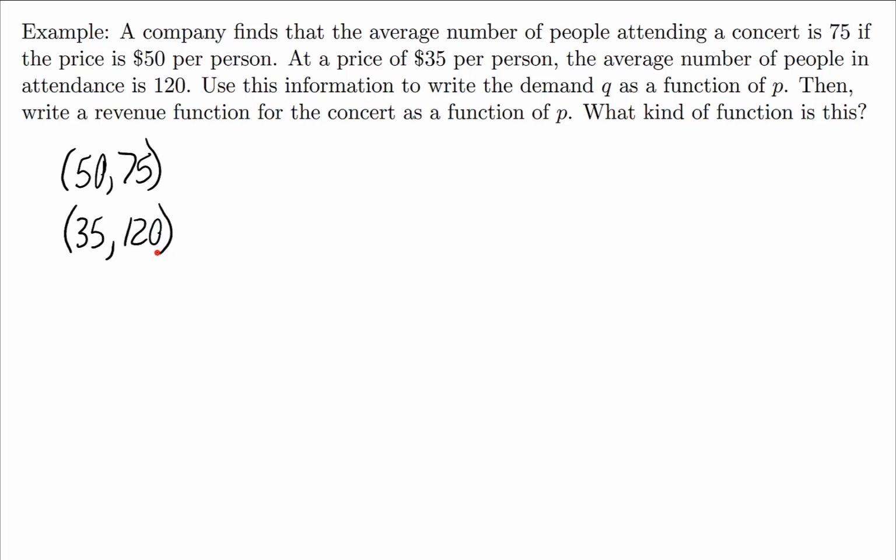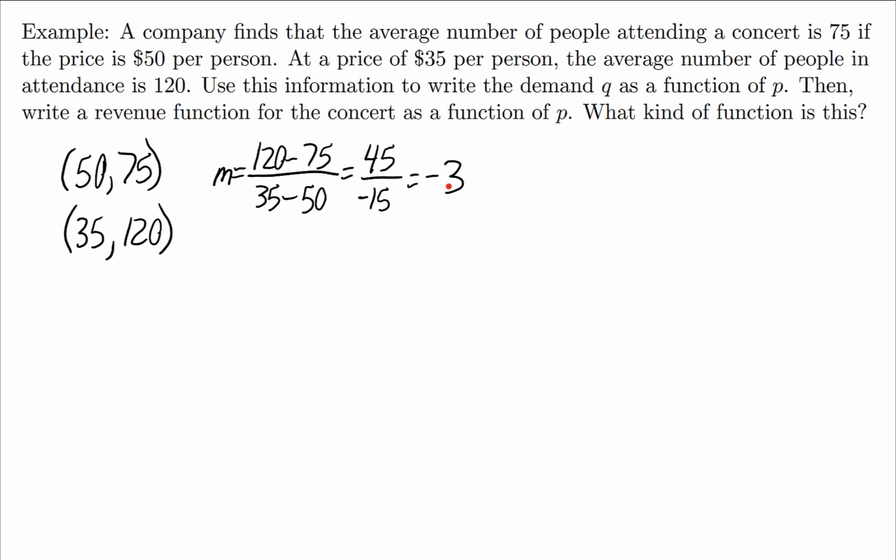We're just going to treat this like a linear function, so let's find the slope. 120 minus 75 over 35 minus 50. I get 45 over negative 15, which is negative 3. You shouldn't be surprised to see a negative slope on a demand function.